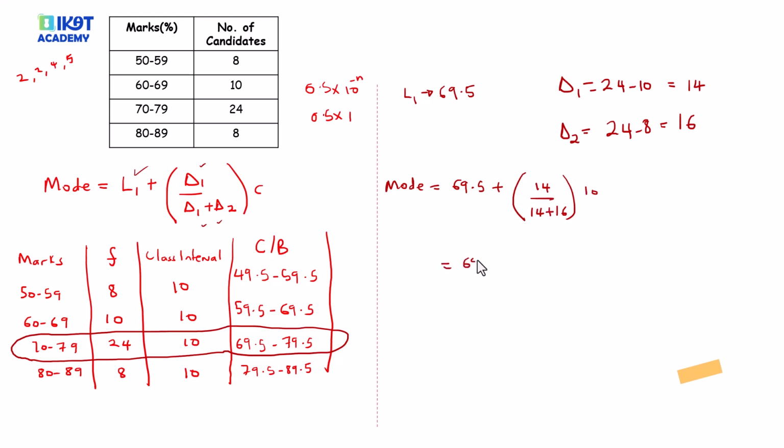So this is 69.5 plus 14 out of 30 times 10. Now for some people, you can put this into a calculator first, break this down, then you add 69.5. That might be the easier way.